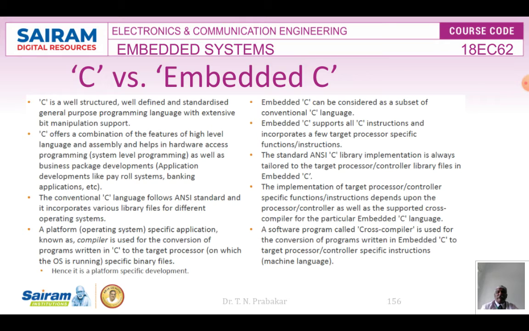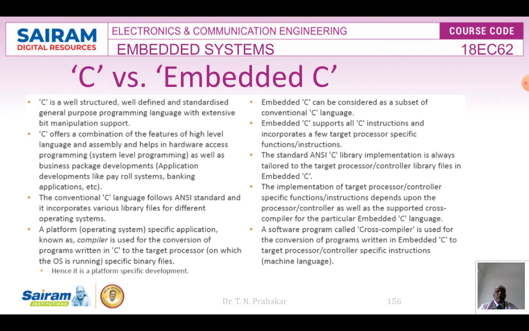Right? C is well structured. Embedded C can be considered as a subset of C programming. C offers a combination of high-level language and assembly level program and hardware access. Everything is actually possible here. Embedded C supports all C functions, and a few target processor specific functions are also available here. And the conventional C language follows the ANSI standard and it incorporates various library files.